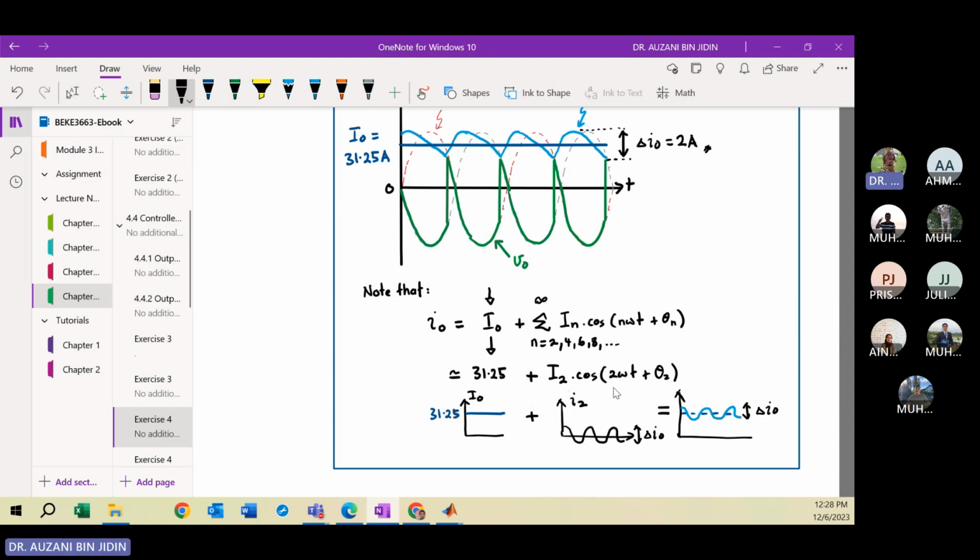Based on this equation, to illustrate, the blue color is IO, the summation of the average component IO and I2. IO is the DC, I2 is the AC component, and the AC component varies around 0 ampere. So based on this illustration, we can say that the current ripple is the same as the current ripple of I2. You see? This is I2.